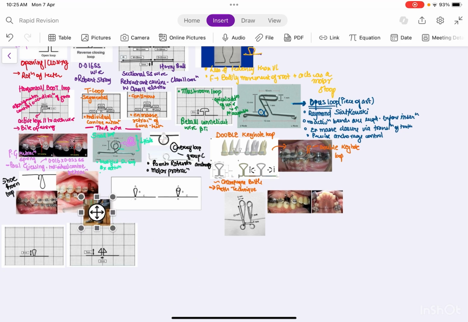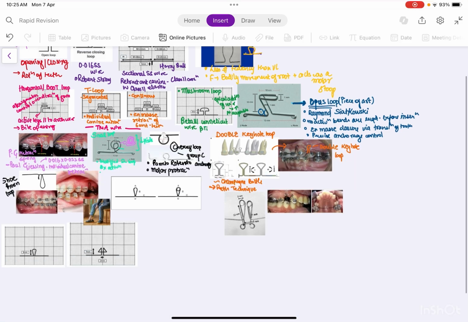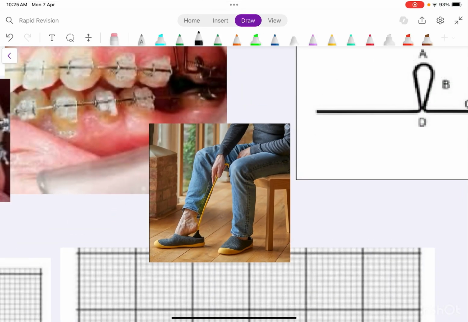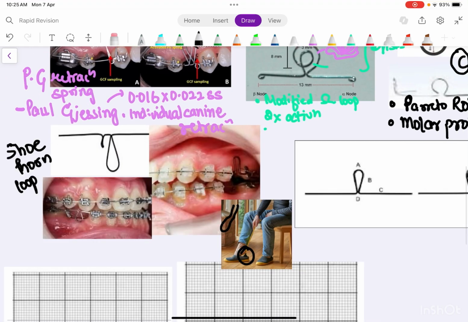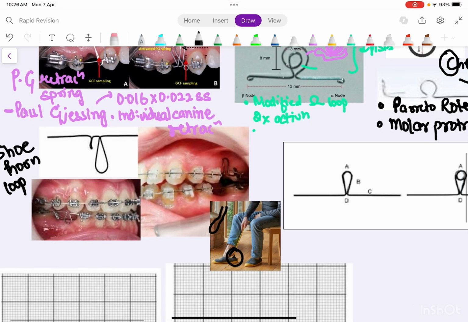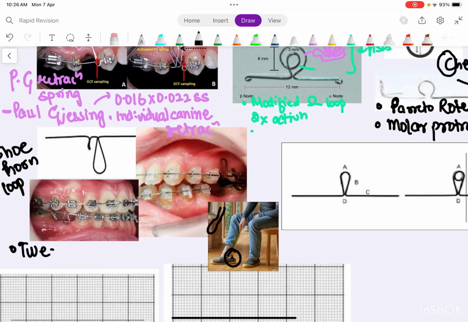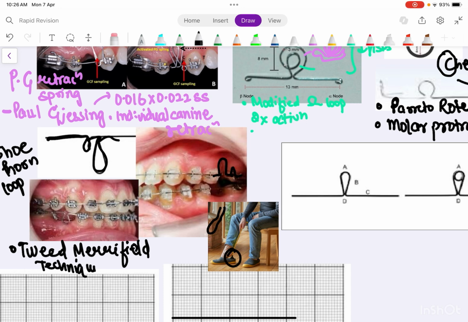Not able to add. So see, you might have seen that we use something like this when we have to put on the shoe. So this is the same thing. See the shape, right? So this is a shoe horn loop, and it was used in Tweed Merrifield technique. See, you'll have two things. 1, 2, 1, 2, 1, 2. Alright, now see again for yourself in the picture and you'll be able to make out.